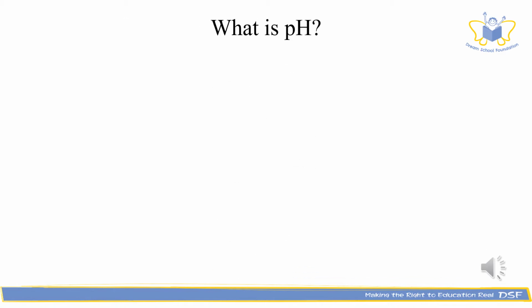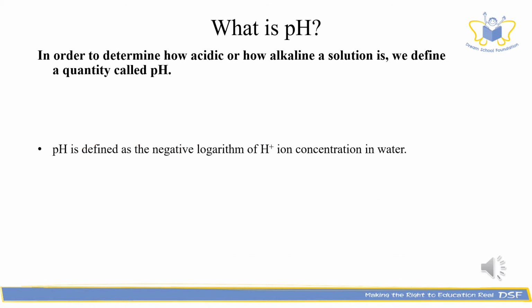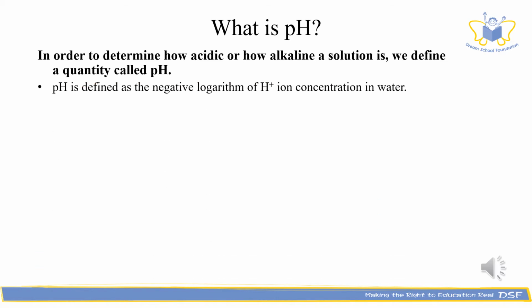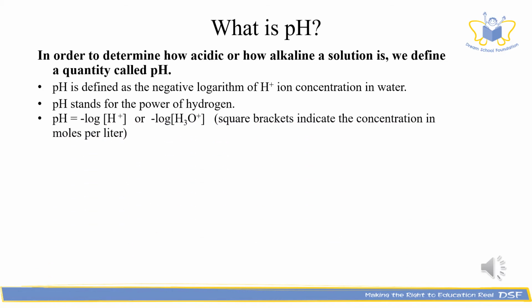What is pH? In order to determine how acidic or how alkaline a solution is, we define a quantity called pH. pH is defined as the negative logarithm of H+ ion concentration in water. pH stands for the power of hydrogen. pH is equal to minus log [H+], or minus log [H3O+]. Square brackets indicate the concentration in moles per liter.